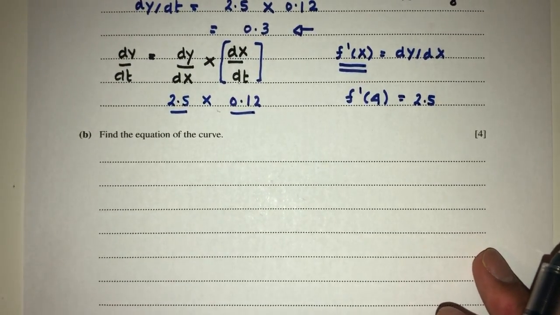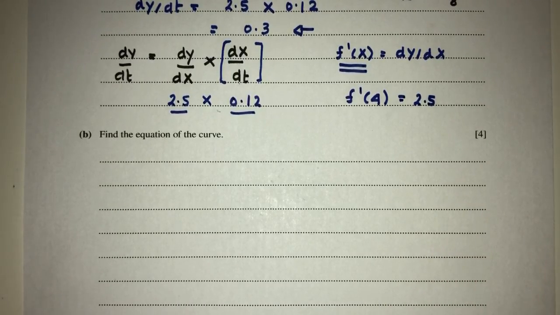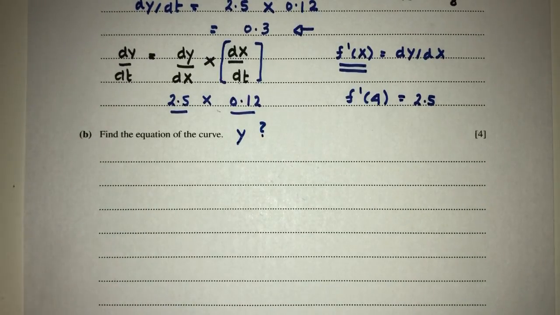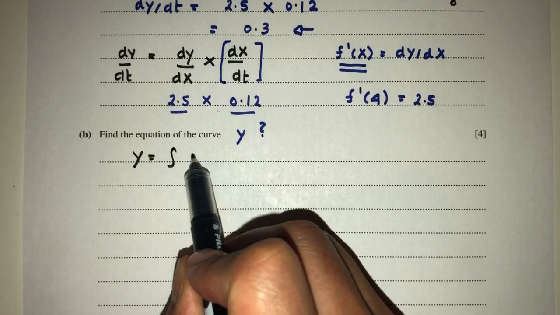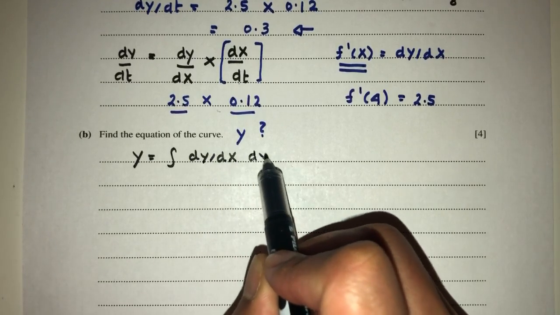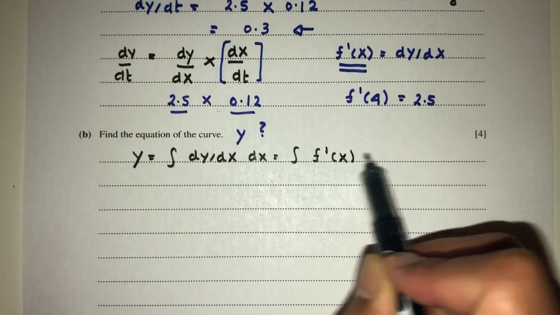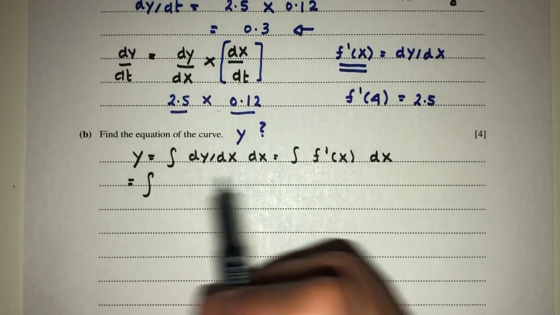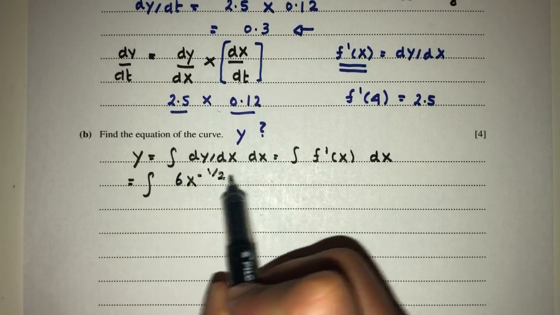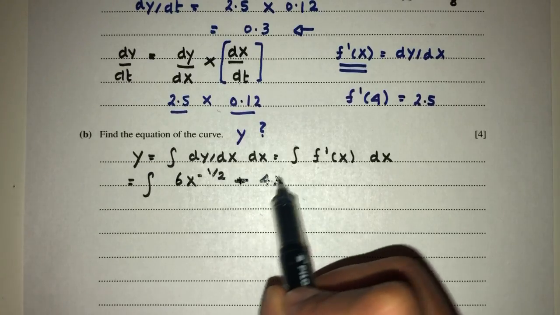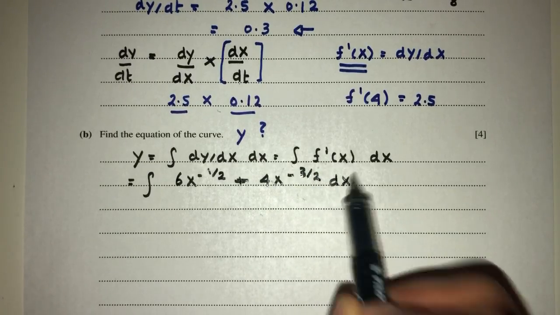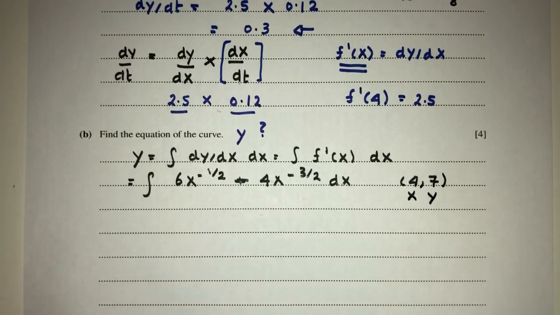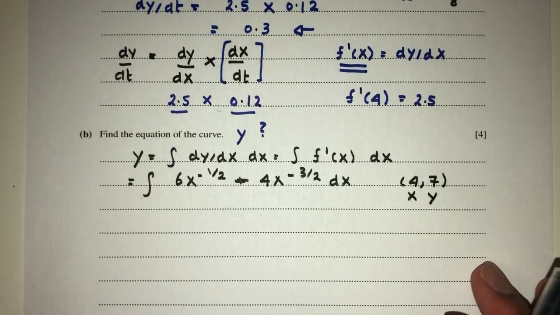Now for part B, we have to find the equation of the curve. So you have to know, equation of the curve means you have to find the value of y. I mean the equation of y. Now, how do you find y? It is by integration of dy by dx, which is the integration of f prime of x. That will be the integration of 6x power minus half plus minus 4x^(3/2) dx. Now the point is (4, 7). We have to use this point later on to find the constant of integration.